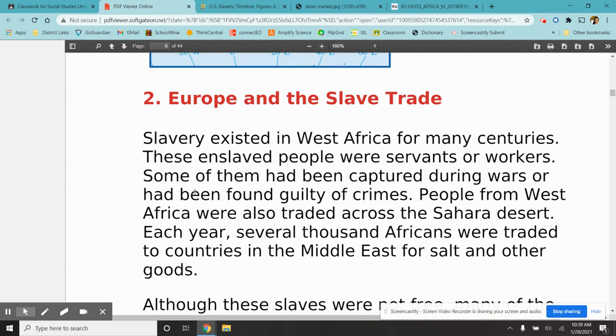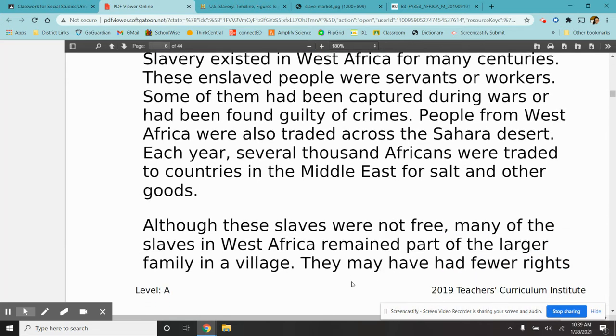All right, Europe and the slave trade. Slavery existed in West Africa for many centuries. These enslaved people were servants or workers. Some of them had been captured during wars and had been found guilty of crimes. People from West Africa were also traded across the Sahara Desert. Each year, several thousand Africans were traded to countries in the Middle East for salt and other goods.